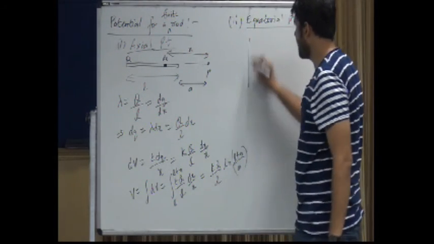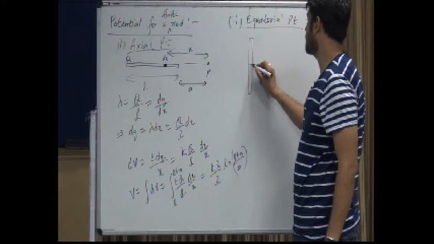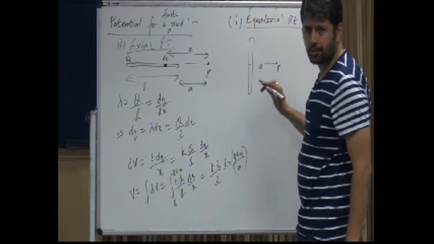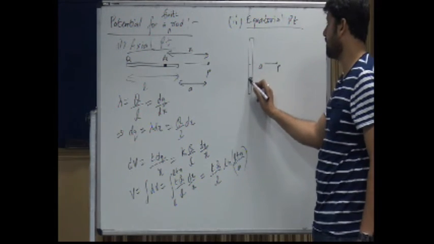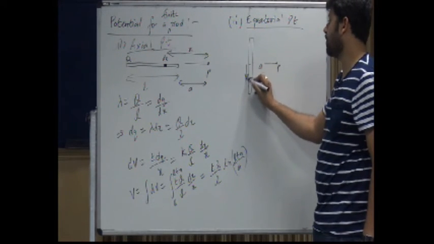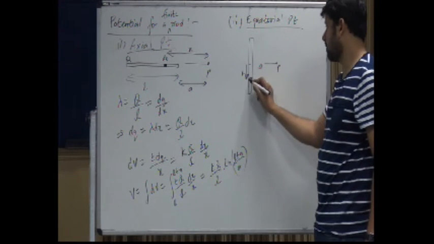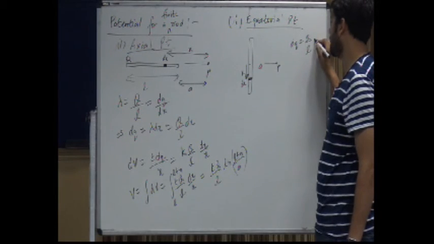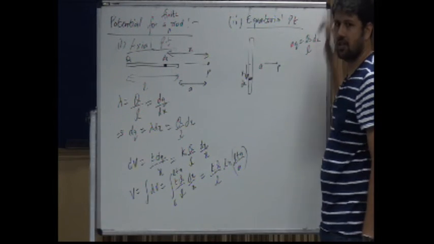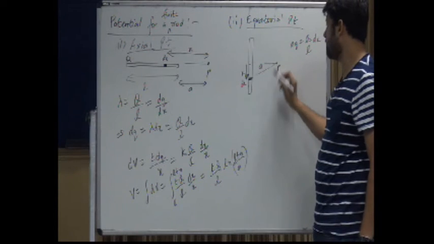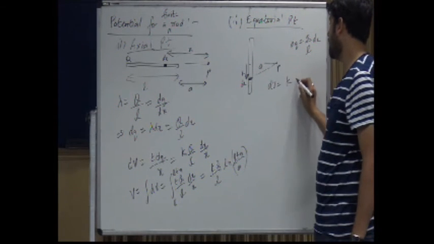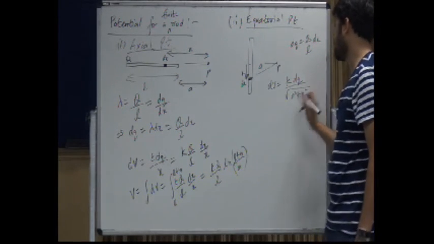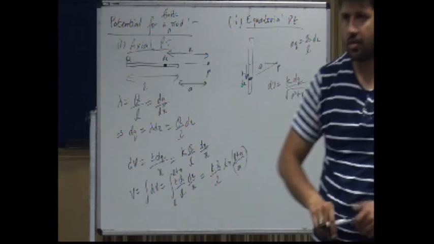For an equatorial point, how do we approach? This is point P, and this distance is a. Do you remember? Take a small element from the middle point, at distance x, and this is the element dx. You can write dq again as Q by L into dx. So the potential because of this element at P would be k dq by the distance between them, which is under root a square plus x square.